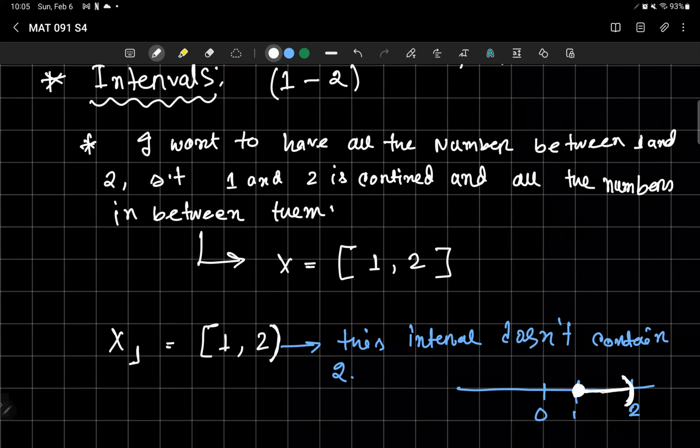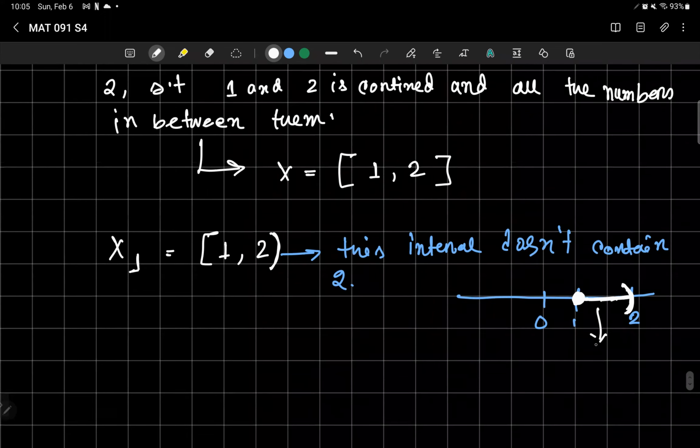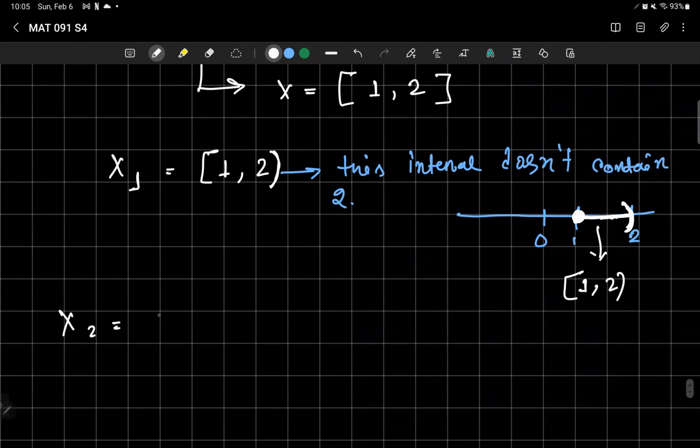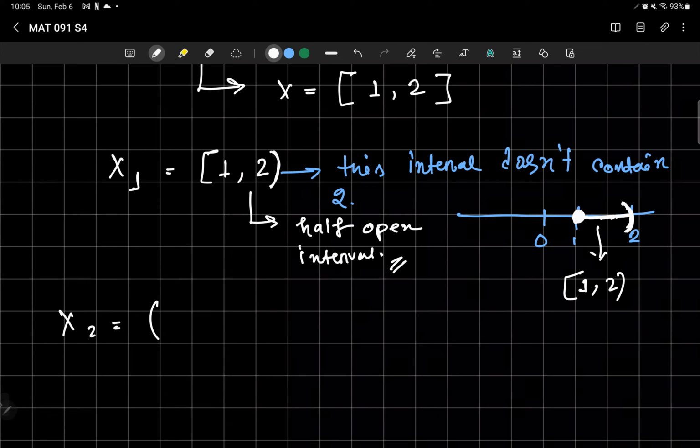Okay, so this highlighted part will indicate this 1, 2 interval. And now let's consider another interval. In fact, this is called a half open interval. Why open? Because you're not taking 2 inside. This is a very informal definition. The formal definition would involve the idea of open sets, closed sets, and so on, epsilon neighborhood. Those are part of analysis. I'm not going to go there for this course.